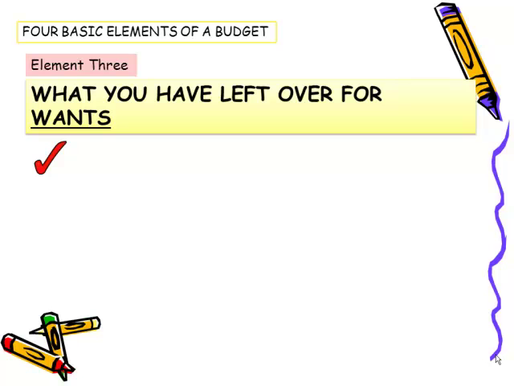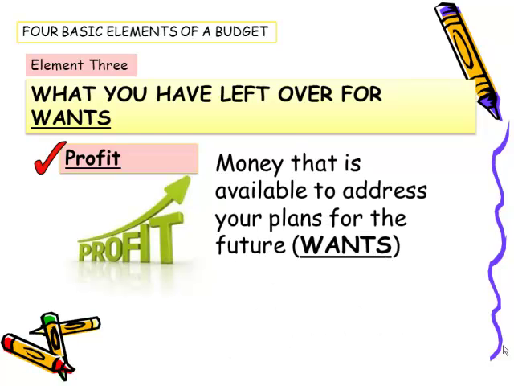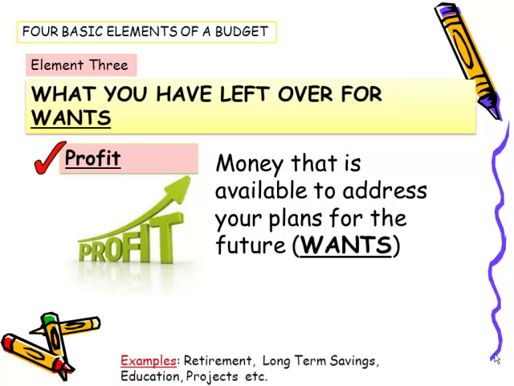Element 3 is what you have left over for your wants. Everybody has a want list, or some people call it profit. It's money left over that you can use for things that you want. In business, we call it profit. And this is what you can do with the monies available: plans for your future wants. You can address that want list now, right?